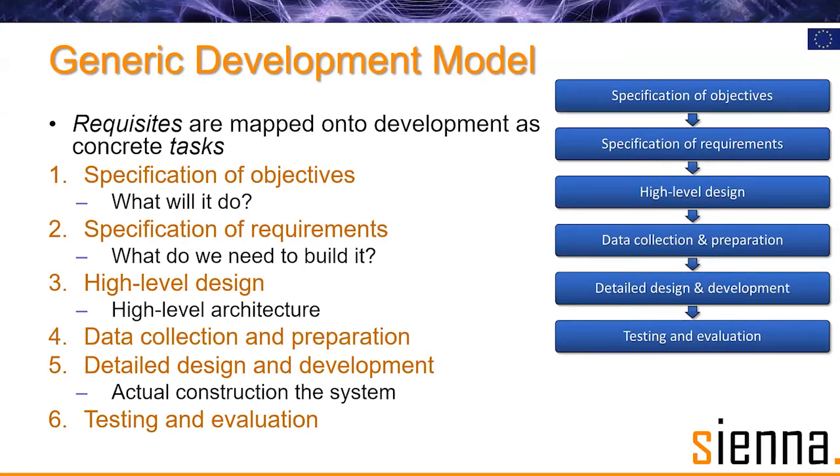So what we needed was a generic development model that could then be applicable to whatever methodology a particular institute or developer was using. So we call this the generic development model. It's provided as a list, but it doesn't have to be done sequentially. It's really a list of the types of activities that somebody has to do in order to build a system.